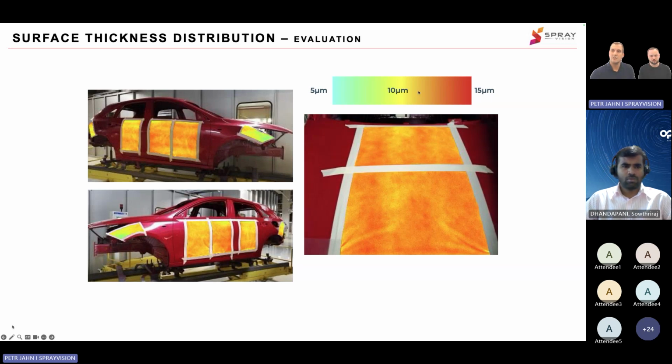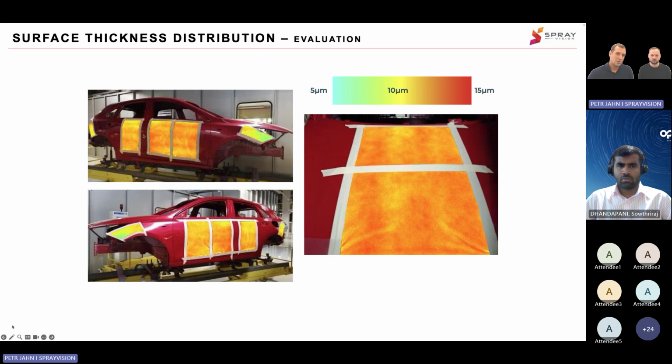Here on the heat map, you see that there is probably from 10 to 15 microns. In the software, you are able to address even each specific point to understand what the thickness is and to have, again, full understanding how it looks like.